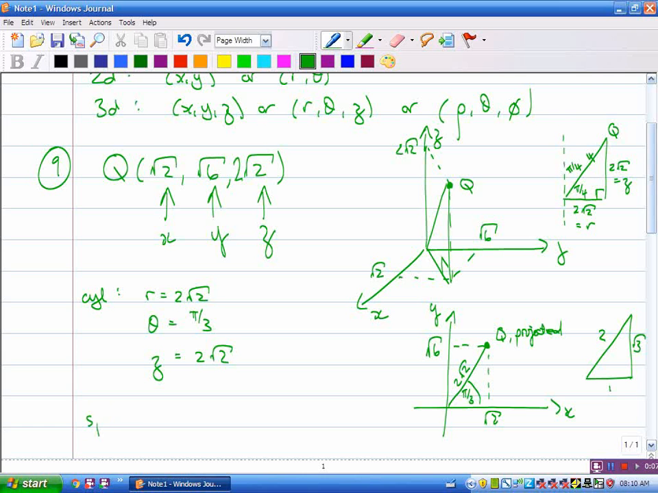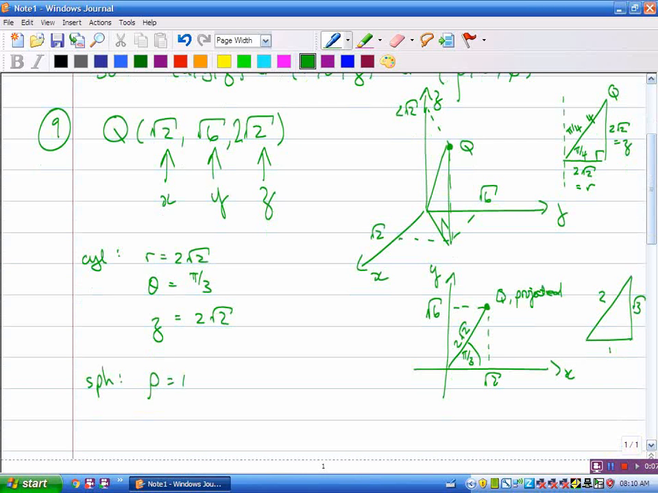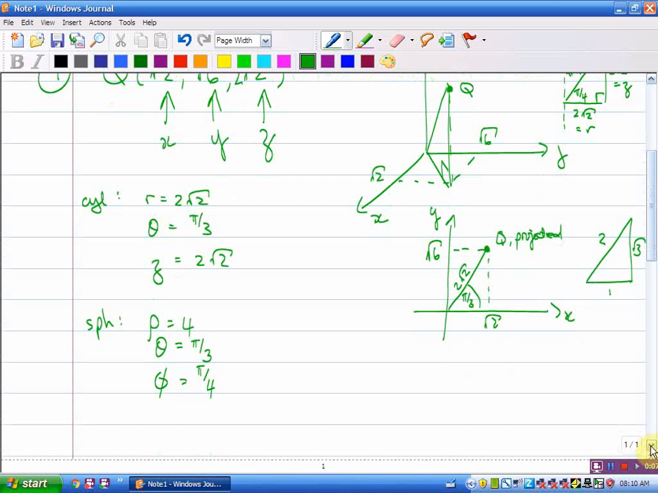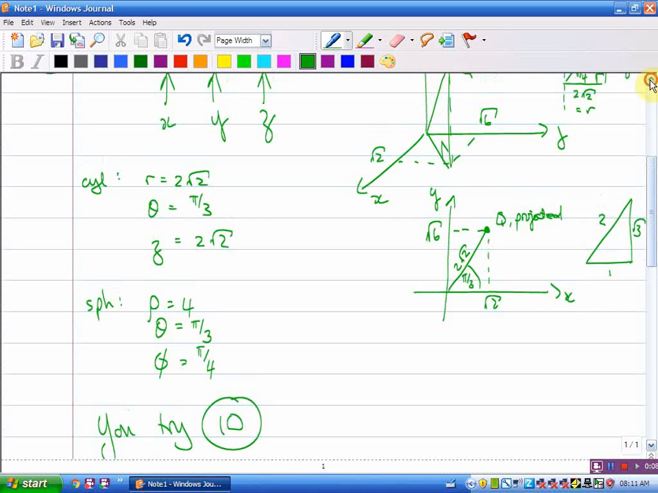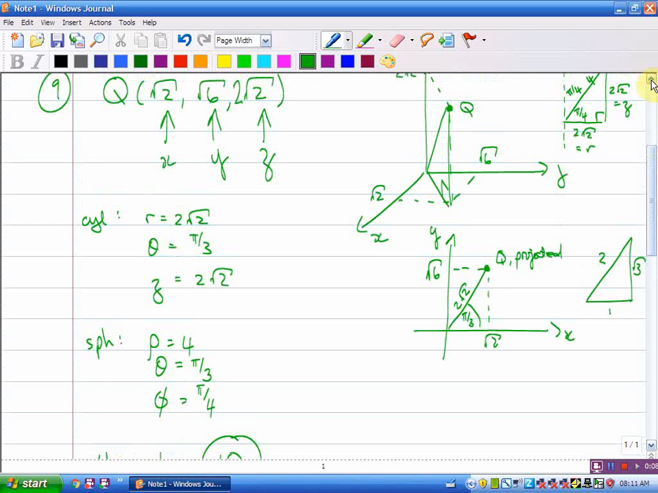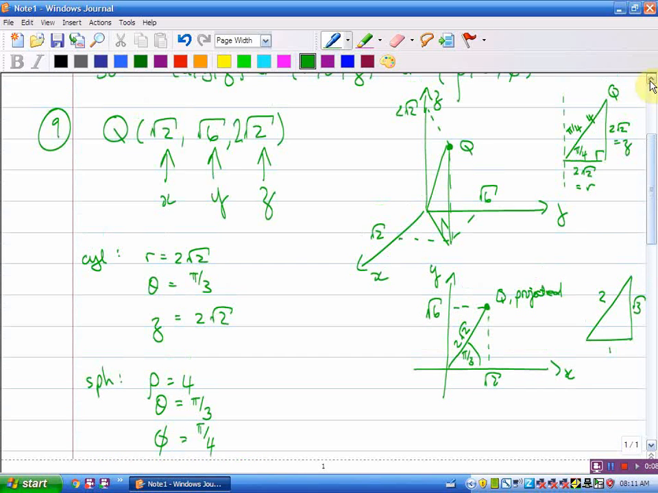So in spherical coordinates, my rho is 4. My theta is the same theta that was in cylindrical, so I've already worked it out. And my phi is pi over 4. You try. Do number 10. I'm just going to write here, you try 10, and then I'll scroll back up again so you can see all my little pictures.